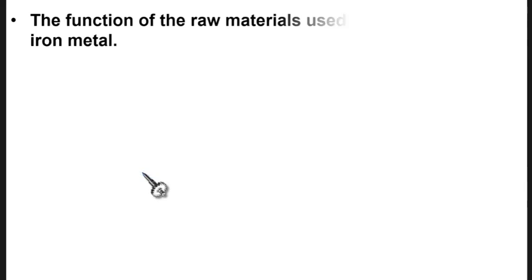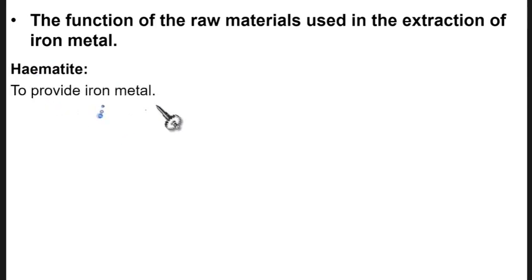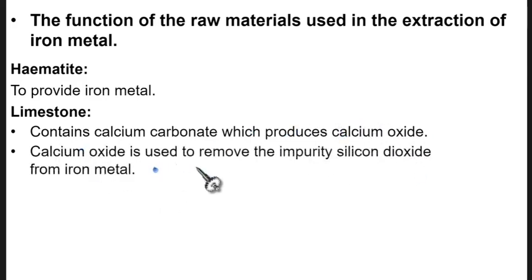Let's look at the function of the raw materials used in the extraction of iron metal. Number one, we are talking about hematite. What is the function of hematite? Hematite provides iron metal itself. The next raw material is limestone. Limestone contains calcium carbonate, which produces calcium oxide. What does calcium oxide do? You should know that calcium oxide is used to remove the impurity silicon dioxide from iron metal.